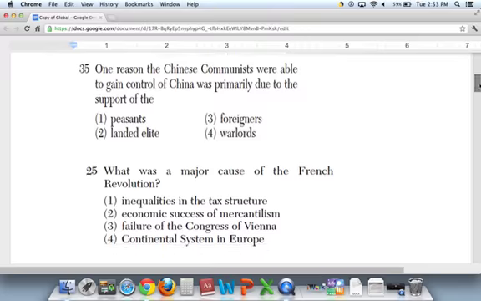Number 35. One reason the Chinese communists were able to gain control of China was primarily due to the support of the 1. peasants, 2. landed elite, 3. foreigners, and 4. warlords.